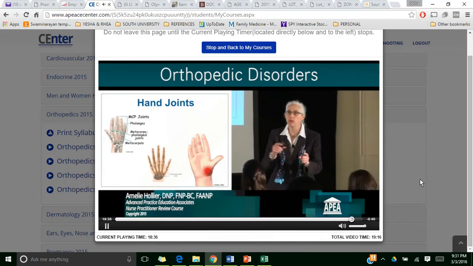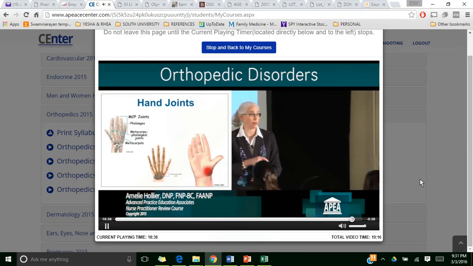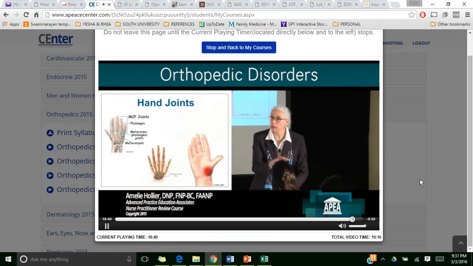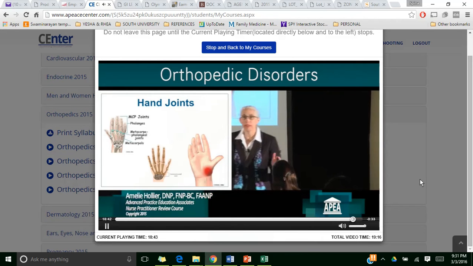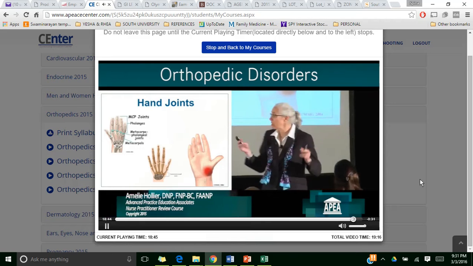When we talk about osteoarthritis, what's the term we use to describe it? The wear and tear arthritis. This is not wear and tear. This is a crippling arthritis.